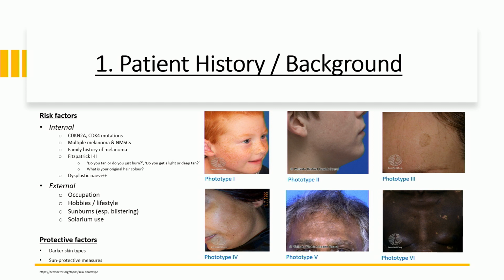And previous solarium use. Solarium is no longer legal in Australia now, but we know that just one session of solarium significantly increases your risk of having melanoma. So that's all about risk factors, just the basics, and ask them about protective factors as well. Darker skin types you can just observe, and sun protective measures: wide brim hat, long sleeves, SPF 50, and reapplication.